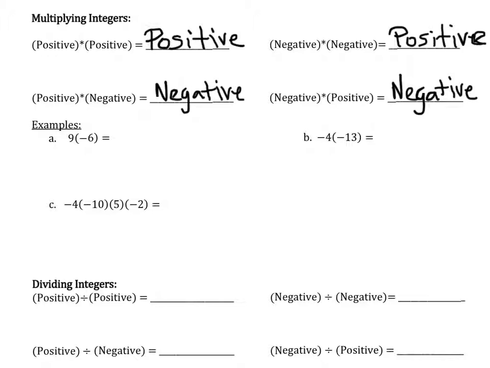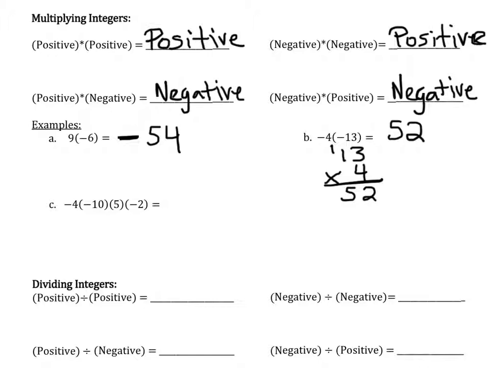Let's look at a couple of examples. 9 times negative 6. Well, one's positive, one's negative, so my solution is going to be negative. And from multiplication tables, we know that 9 times 6 is 54. So I get negative 54. Part B, I have a negative 4 times a negative 13. This time the signs are the same, so when I multiply, my solution is going to be positive. Now all I have to do is worry about what 13 times 4 is. Just as a review, we'll go ahead and do the multiplication. 3 times 4 is 12. You carry your 1. 4 times 1 is 4, plus the 1, you get 5. So my solution is a positive 52.